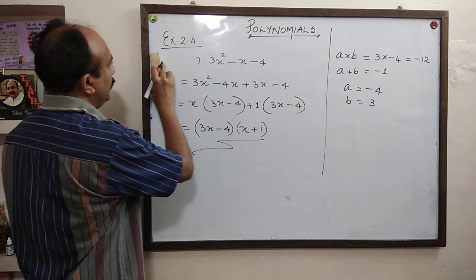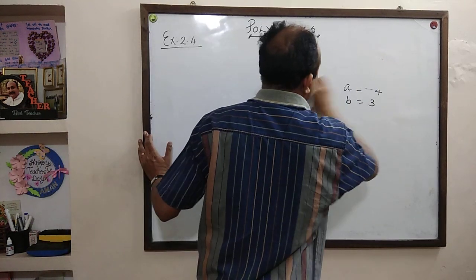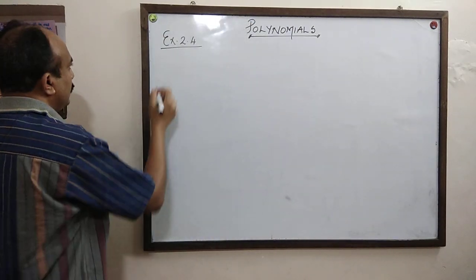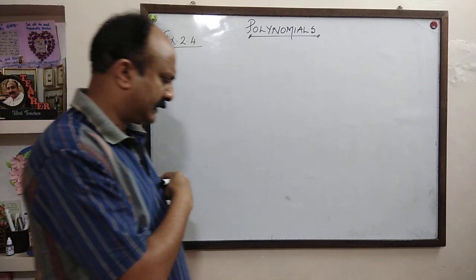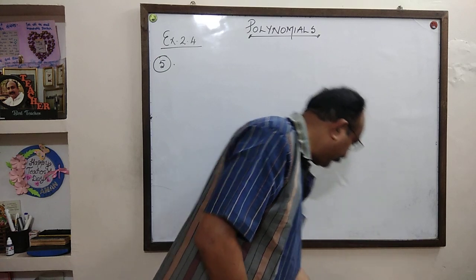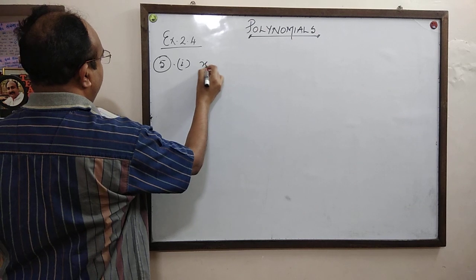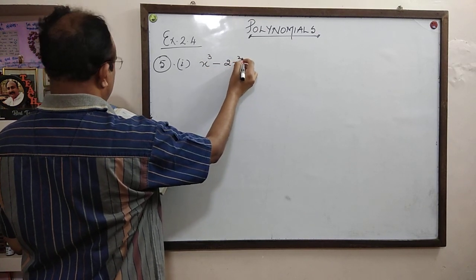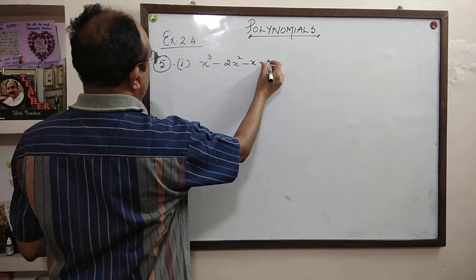Now I am moving to the next question, question number 5. Question number 5 is again factorize. The first one is x cube minus 2x square minus x plus 2.